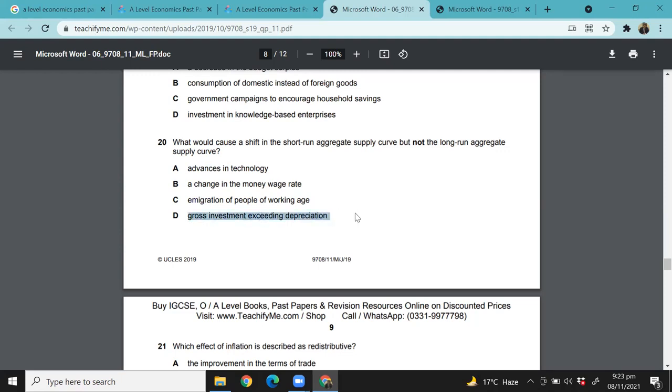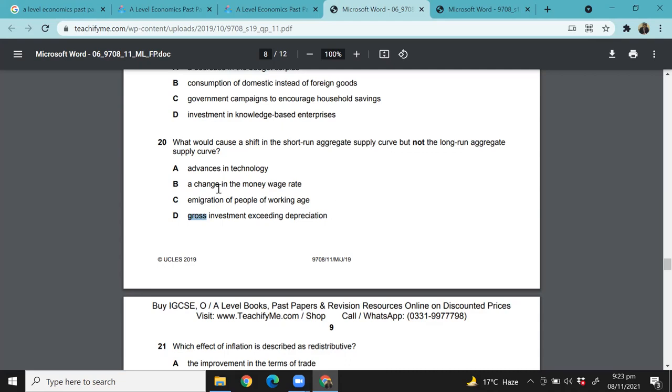And gross investment exceeding depreciation. Depreciation is simply the wear and tear of assets. Investment is how much more money you're investing, expanding your business, right? So when there's more money invested, then your overall investment will increase and there will be more output.